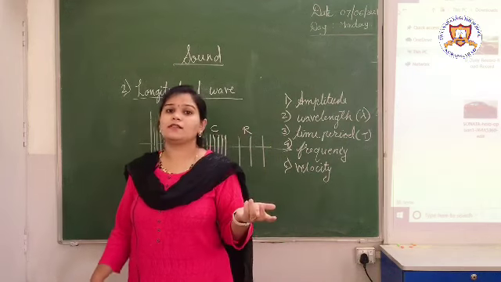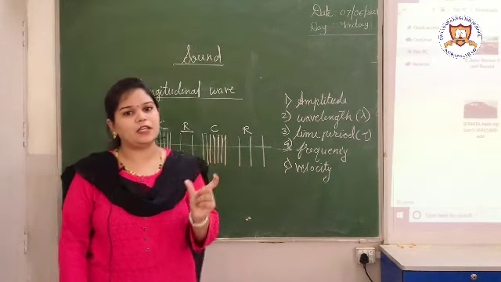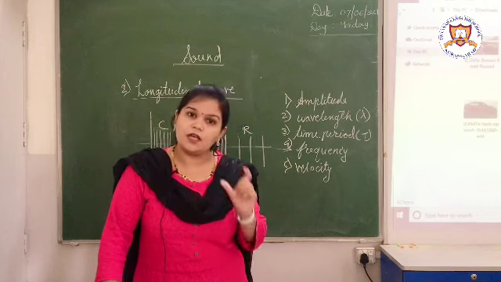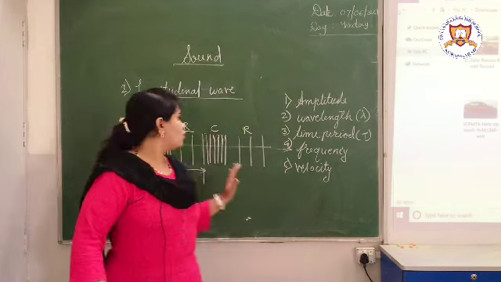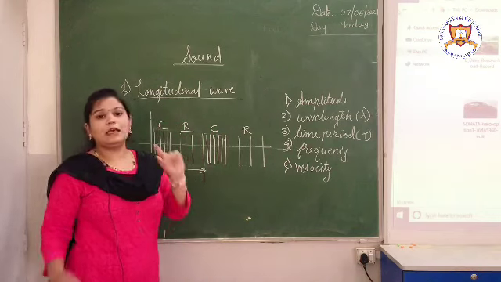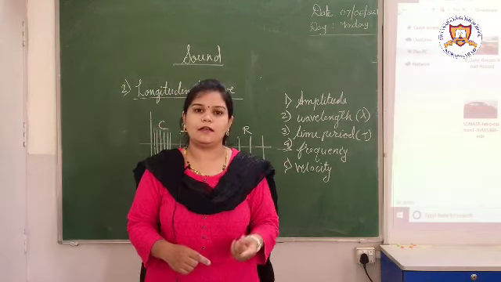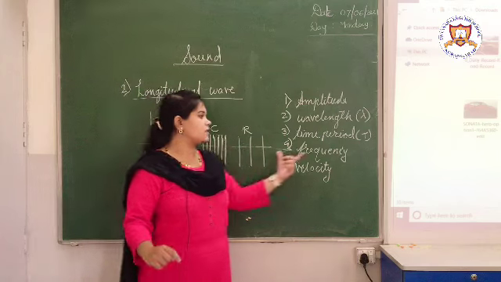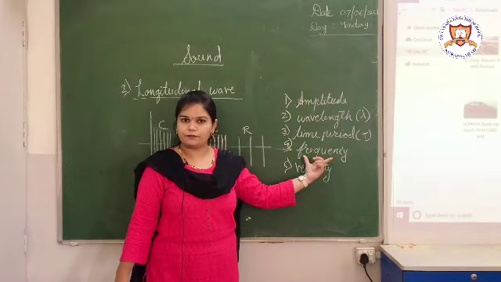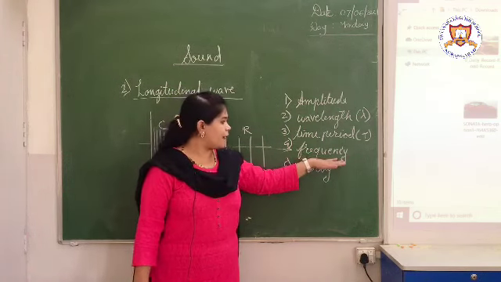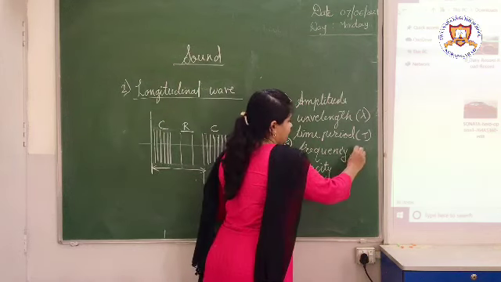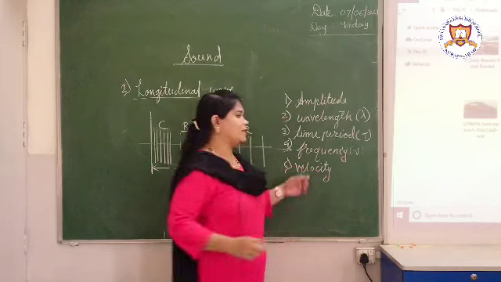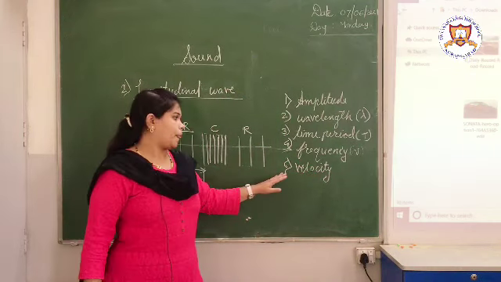Maybe 200 cycles can be completed. A cycle means one compression and one rarefaction. So we can see that one cycle gets completed. For this 1 second, how many cycles get completed gives us the frequency of this longitudinal wave. So the fourth parameter is frequency, and we denote it with nu, and the unit for frequency is Hertz.